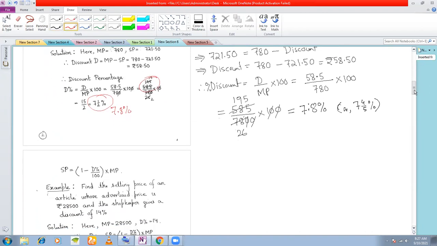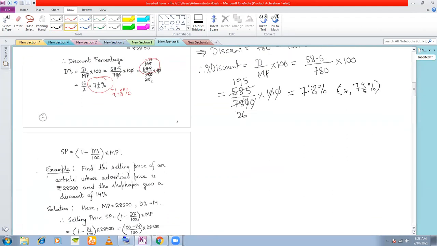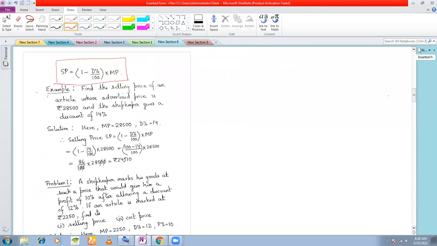But this is how you calculate the discount. Now comes a very important formula. If the discount percentage is given and the mark price is given, then how do you calculate the selling price? This is a very important formula. In this next example, I'll show you two ways. First I will do the normal way and then I will do it from this formula. This formula is very useful.